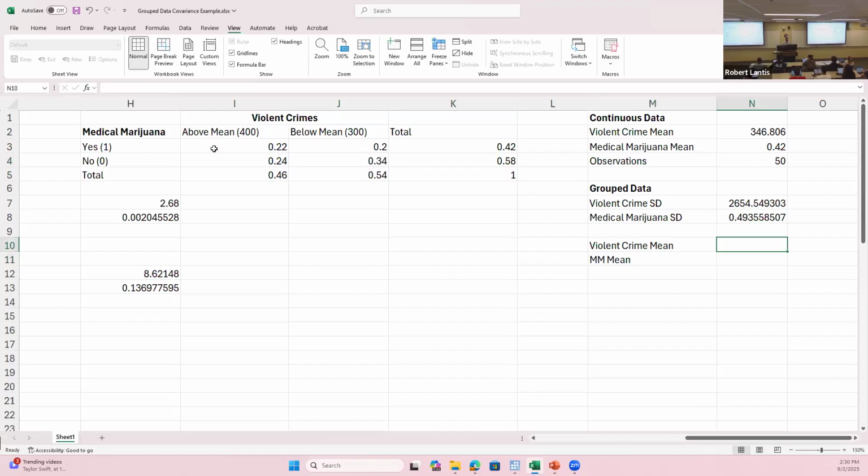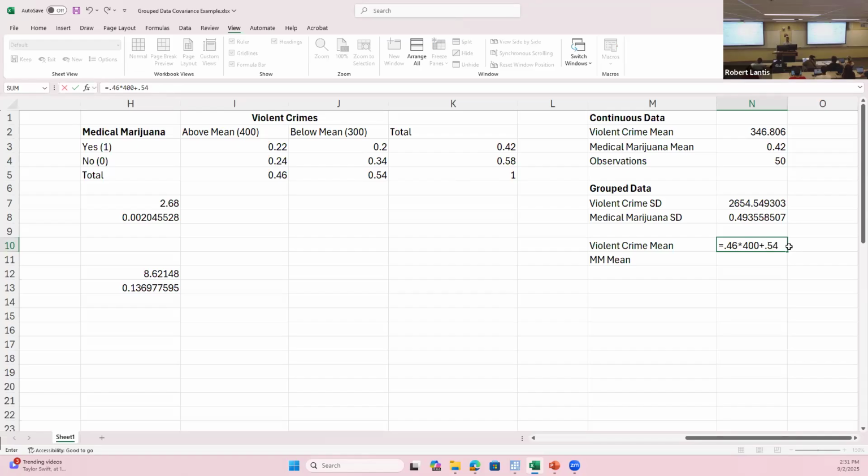What's the violent crime mean here? I would look at, okay, what's the probability that the state, if I selected it at random, had a violent crime rate of 400, or belonged to this category here? It would be 0.46. So the probability that we see a state have that violent crime rate of 400 would be about 0.46. Now, what's the only other outcome we have in this easy joint probability table? That they would be in this below mean category.